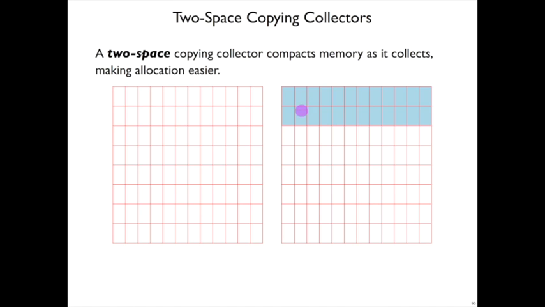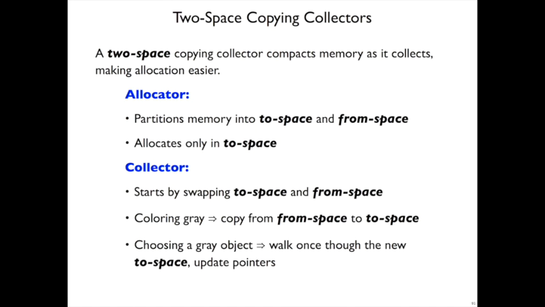Once the allocator has moved all the live objects out, then it can keep allocating here, and when it runs out of space, it can go back and copy things back to this other side. So that's why it's called a two-space. We have the new space at all times that we're allocating into. When we run out, it becomes the old space, and the other one becomes the new space. To space and from space are other words for those two spaces, and the coloring gray process corresponds to copying from from space to to space.